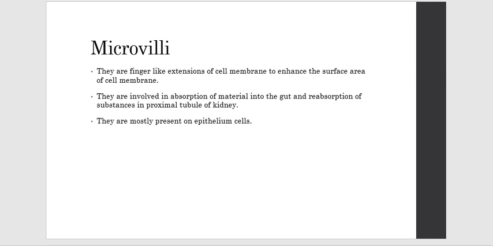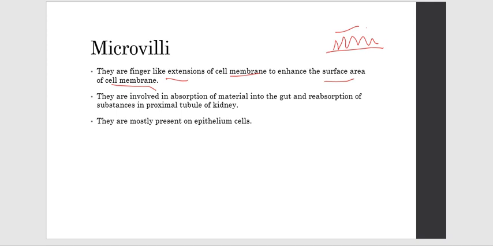Microvilli. Microvilli are finger-like extensions of the cell membrane to enhance the surface area of the cell membrane. For example, this is the cell membrane and these are the extensions. They will just enhance the surface area so that materials can be absorbed into that particular cell, or it increases the surface area so that the intake of materials can be done easily.